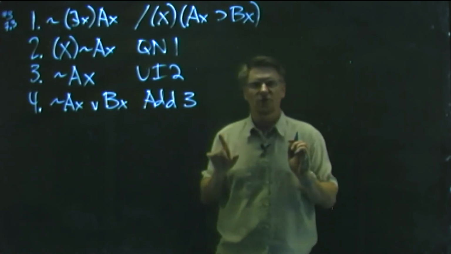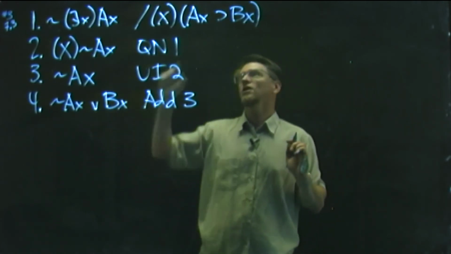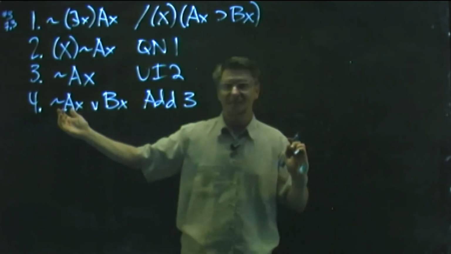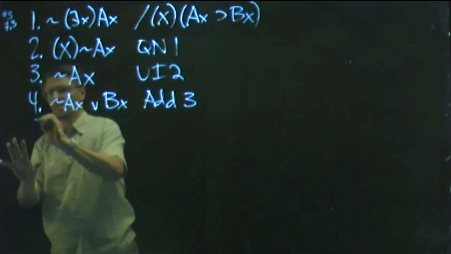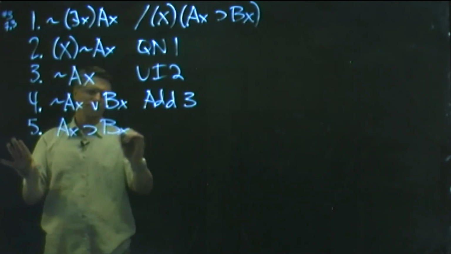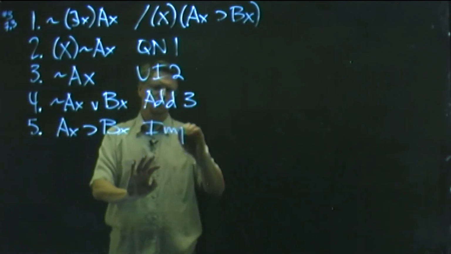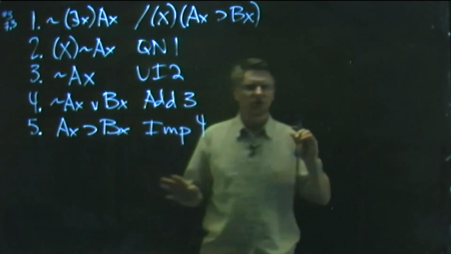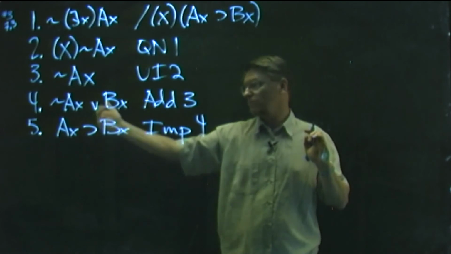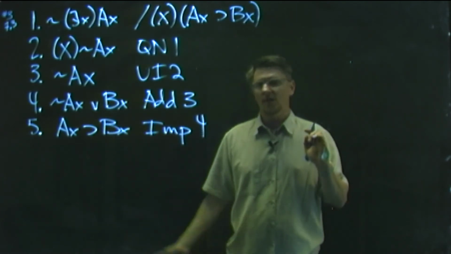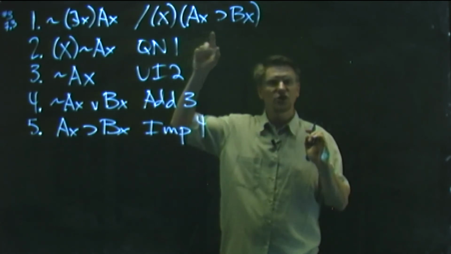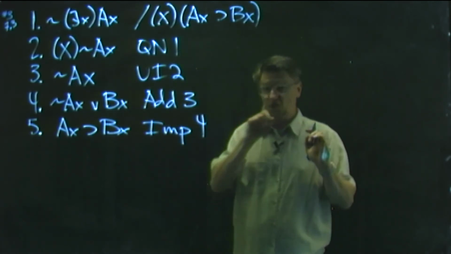But what we need to do, of course, is turn this wedge into a horseshoe. And fortunately, we have a tilde out here, which makes that fairly convenient. So we do material implication on line 4, taking away the tilde, turning the wedge into a horseshoe. So now, right here, we can ask ourselves, can we go from line 5 to our conclusion? And of course, the answer is yes.